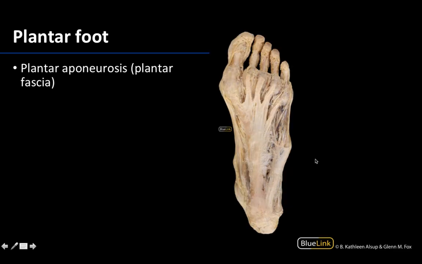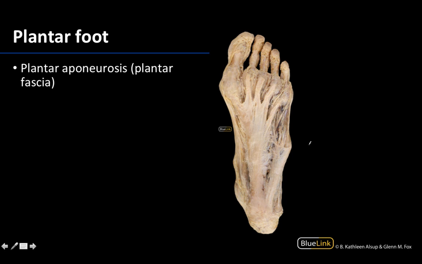Alright, moving on. So we added on quite a few layers at this point. Basically, we're still looking at a plantar view of the foot, and all that's been removed in this particular dissection is the skin. So this is just deep to the skin, and you can barely see any muscles.